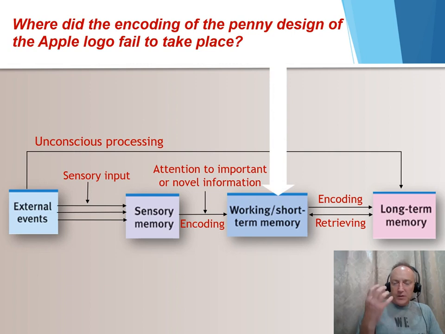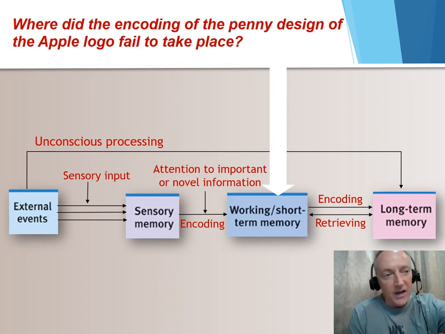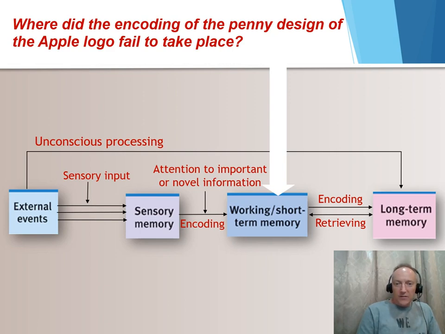To learn something, you've got to hold it in your working memory, hold it in your immediate awareness, and process it. Think about it. So if you couldn't remember which icon was the right Apple logo or what was the right penny, that's an example most likely of encoding failure.